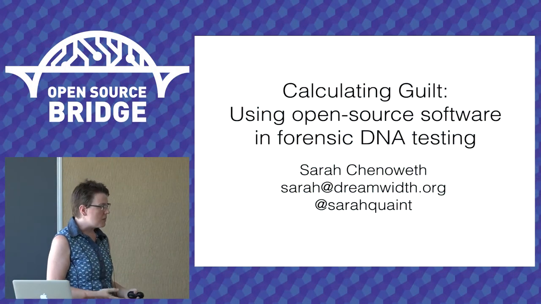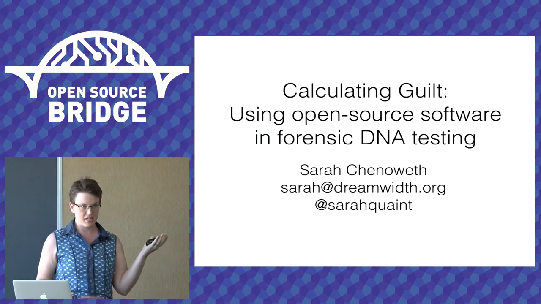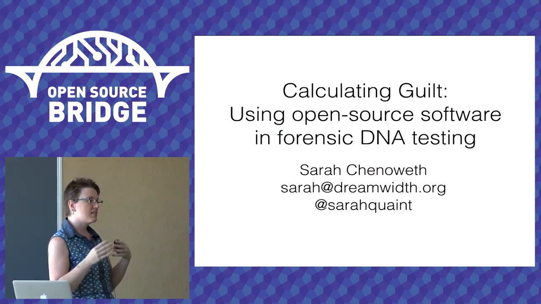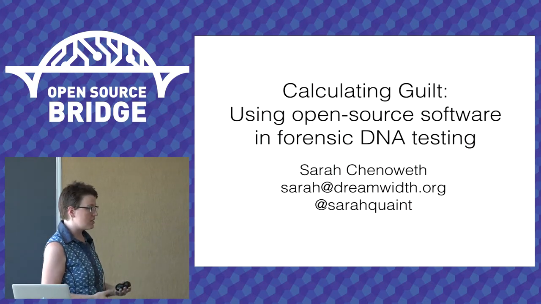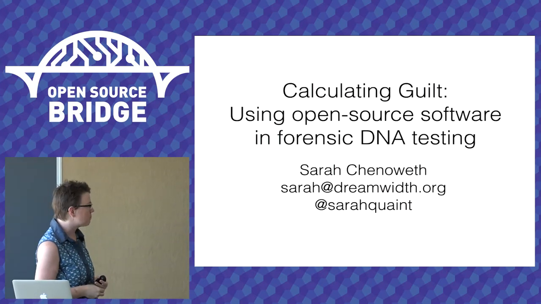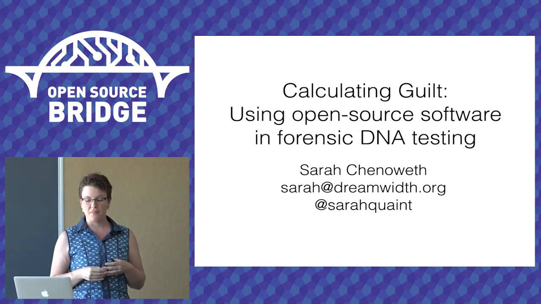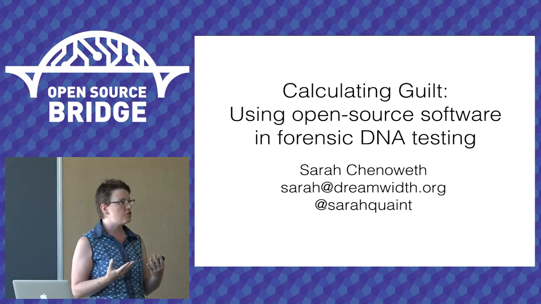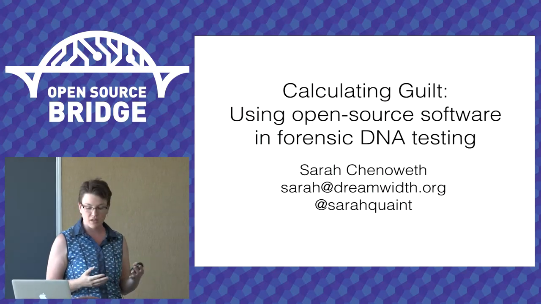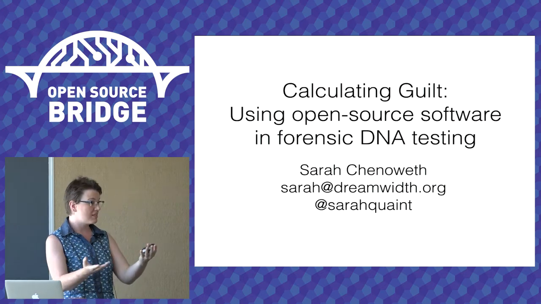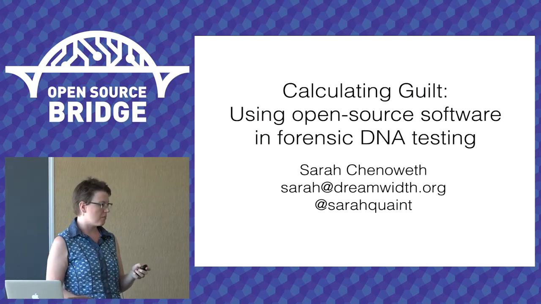What I'm going to be talking about today is not calculating the guilt, because DNA can't do that, but calculating statistics to give weight to DNA matches that I can make with DNA testing. This is not going to be a tutorial or how-to, but I just want to familiarize you with a fairly complex topic, and show you how it might unexpectedly relate to open source software.